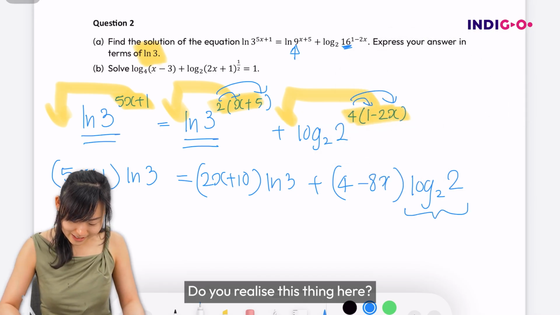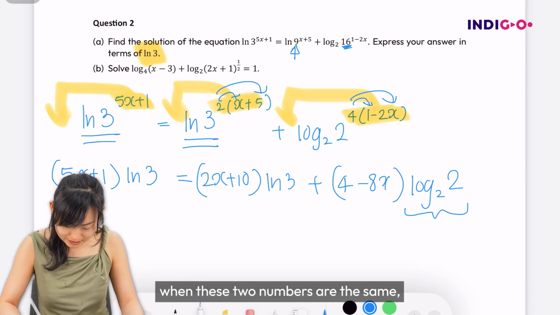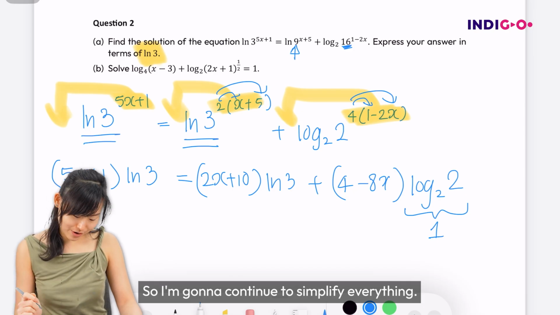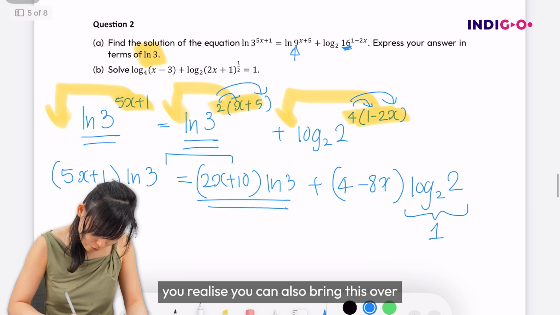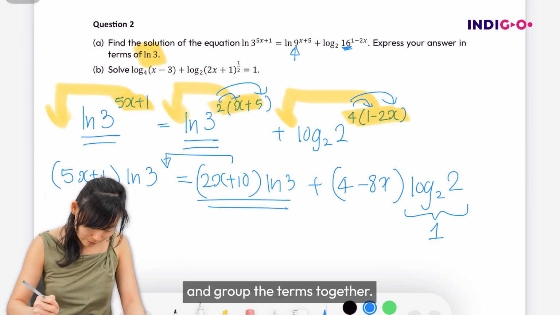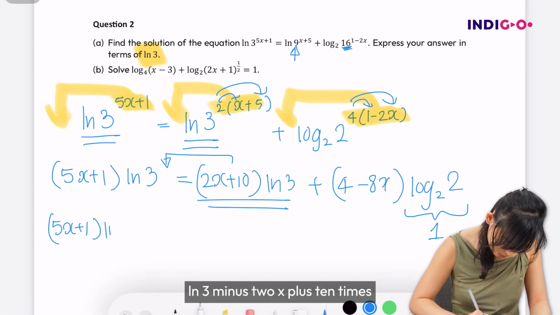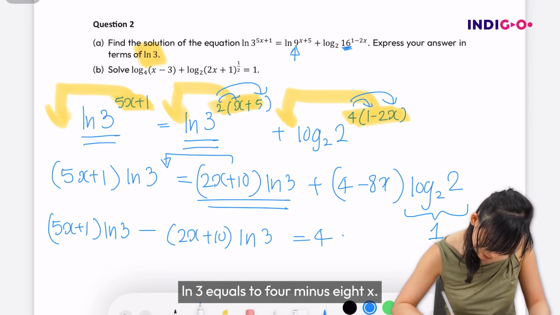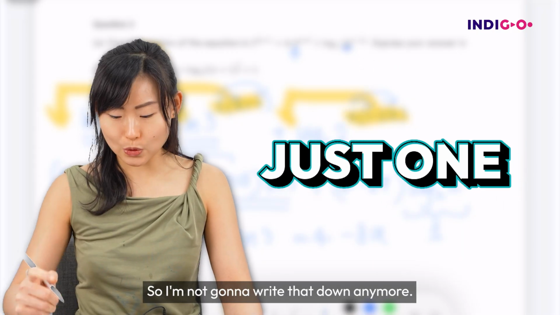Do you realize this thing here? Log base 2 of 2, when the argument is 2, when these two numbers are the same, you realize it's just 1, right? So I'm going to continue to simplify everything. And in the next step here, you realize you can also bring this over and group the terms together. So that means I would have 5x plus 1 times ln 3 minus 2x plus 10 times ln 3 equals 4 minus 8x. Remember, log base 2 of 2 is just 1, so I'm not going to write that down anymore.